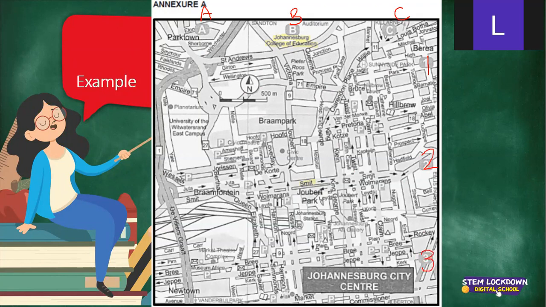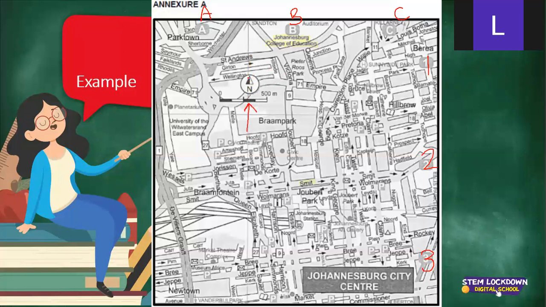So there are your grids, and then we have compass, north. So in this case, this is not right. It's pointing twice, and we have a scale. What type of scale is this? Yes, this is a bar scale.